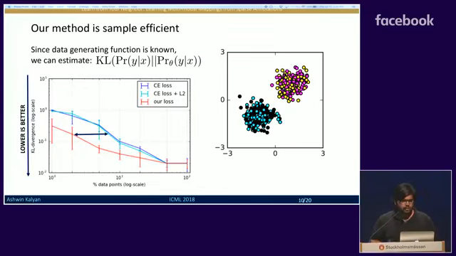Another thing to note is that our model is sample efficient. The way we measure this is, since we know the data generating distribution, we can compute the KL between the true label assignments and the predicted label assignments. You can see that our model pushes the KL much lower. Our model here is the red curve, compared to just cross entropy or even cross entropy with L2 regularization.